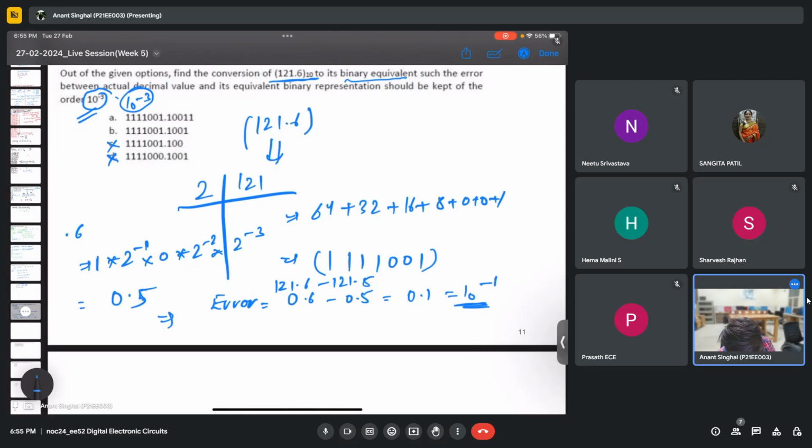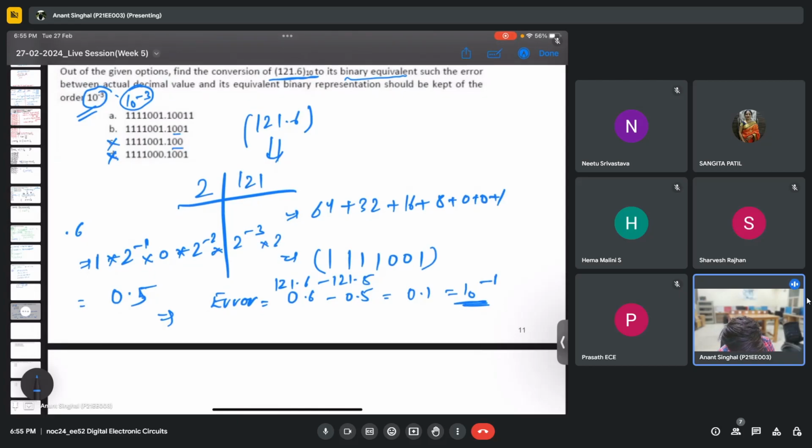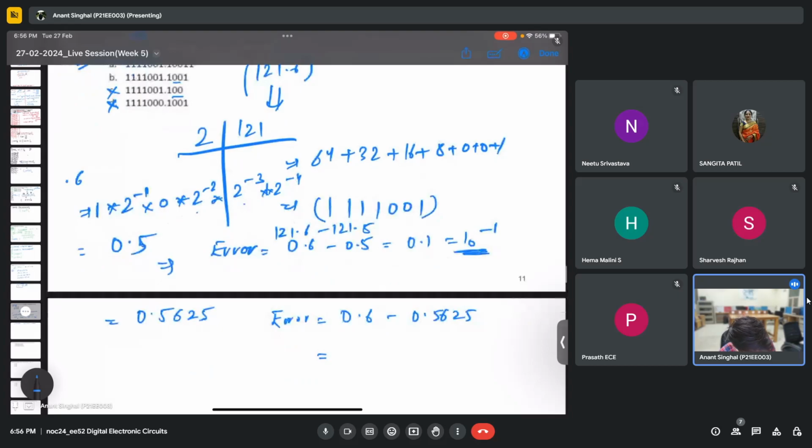If I do the same, then all of them are 0 0 only. After doing this, I'll get 1 times 2 raised to the power minus 4. That is, this is 0.25, this is 0.125, 0.0625, so this is 0.5625. Here I'll calculate the error. This is now option B. It is 0.6 minus 0.5625, which is 3.75 times 10 raised to the power minus 2. It is still not in the order of 10 raised to the power minus 3.